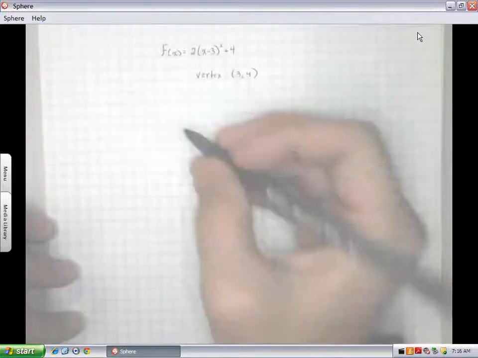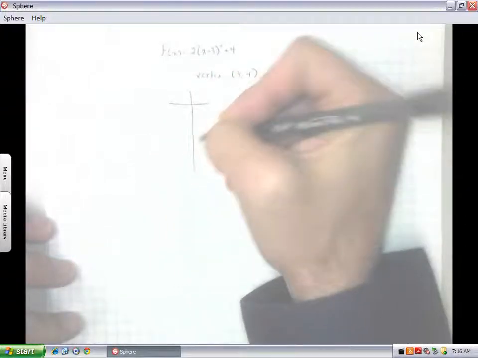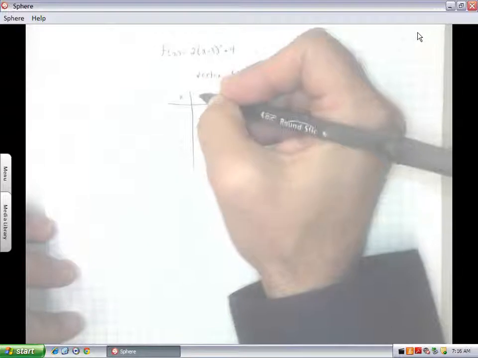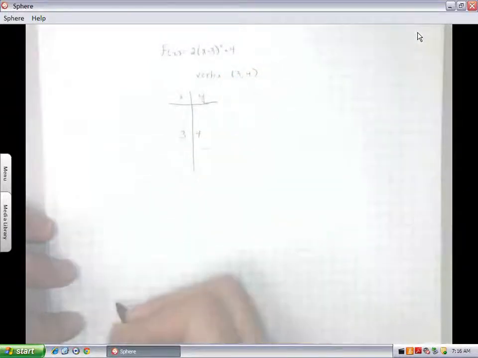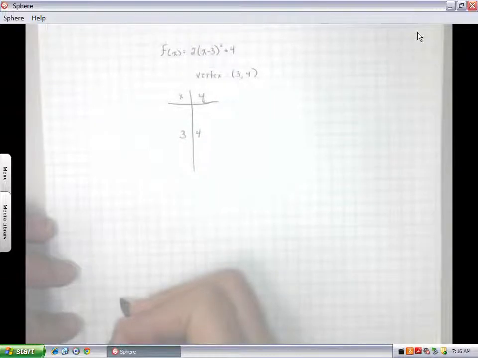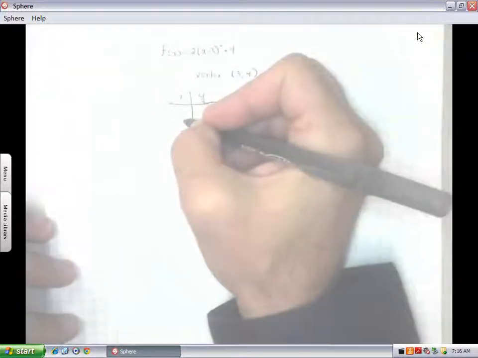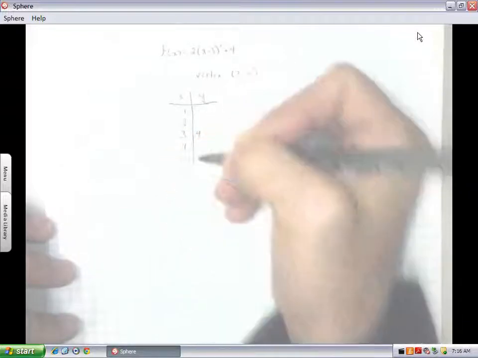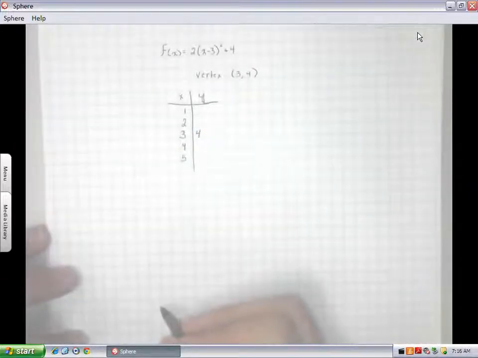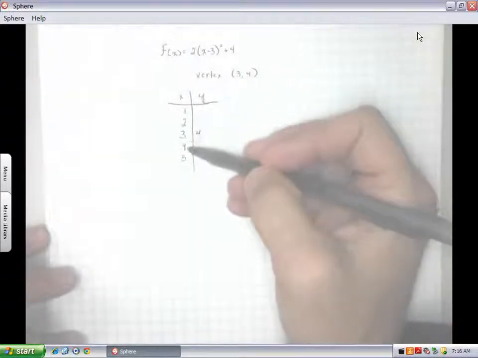So now all I need to do is make a table of 5 values, remembering that my vertex should be the center point of my table. So I need to choose 2 values around the vertex, 2 x's that are smaller and 2 x's that are bigger. And it would really be wise of me to choose consecutive values that are all integers. So 1, 2, 3, 4, 5.